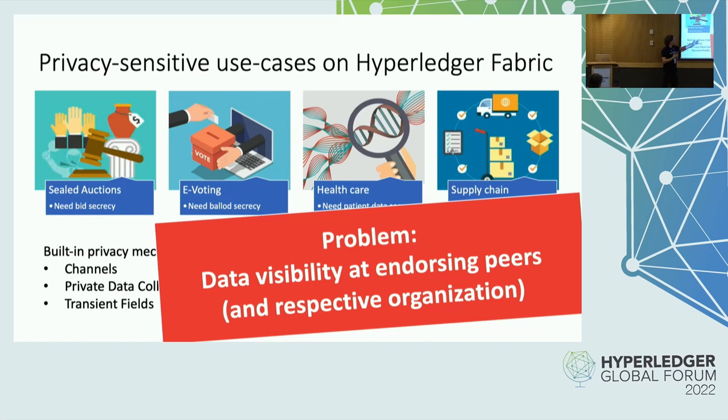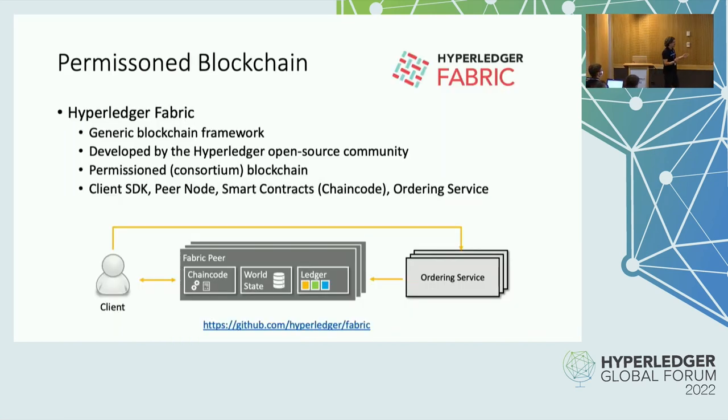In a voting example, where the government runs an endorsing peer, well, maybe that's not a good idea, that the government, when they execute the smart contract, can basically see our data in clear and process it. That's not nice. In order to understand that a little bit better, I have a single slide which represents Hyperledger Fabric, where we can see we have the clients, we have the peers in the middle, and the ordering service. And the peers, as I already said, are responsible to execute the chaincode, maintain the world state, and the ledger.